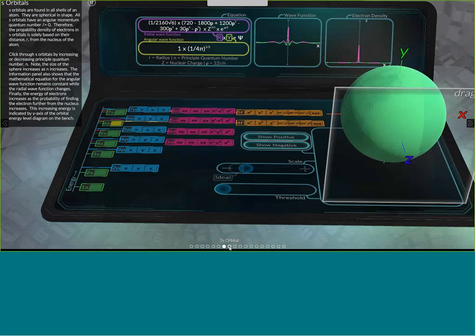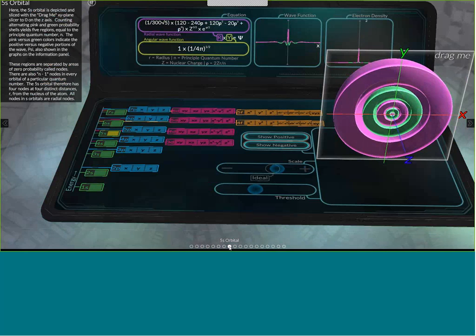The next thing students learn is about nodes. Nodes are regions of zero probability of finding an electron. So the only orbital that does not have a node is the 1s orbital, because the number of nodes in an orbital is always the principal quantum number minus 1. So 1 minus 1 is 0, but every other orbital has nodes in it.